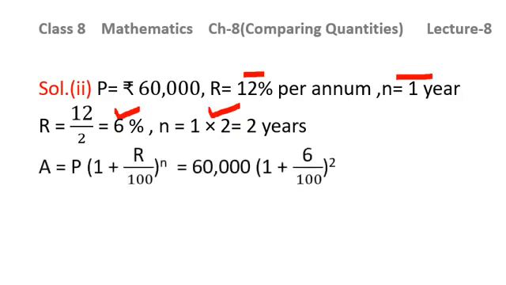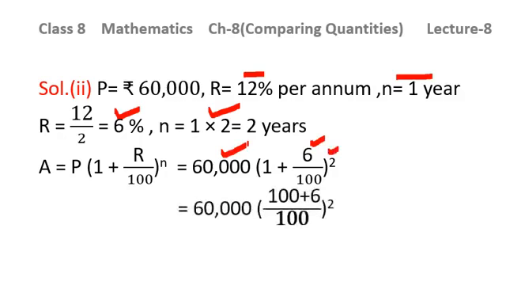Putting the values in the formula, you will be getting 60,000 into 1 plus r over 100, where r is 6%, raised to the power 2. Time here is 2. So solving it, it will be 60,000 into 100 plus 6 over 100, after taking the LCM inside the bracket, raised to the power 2.